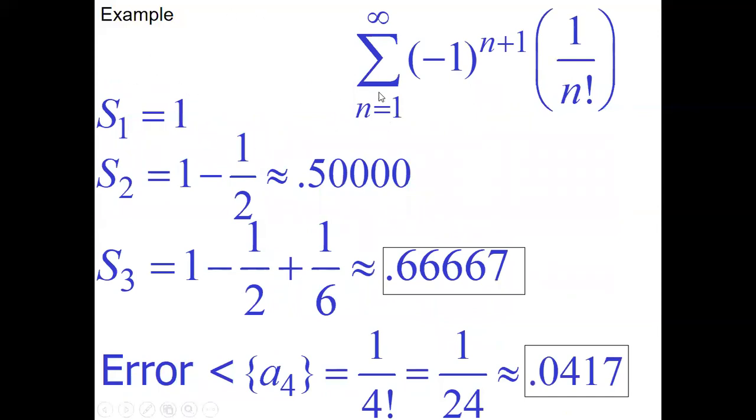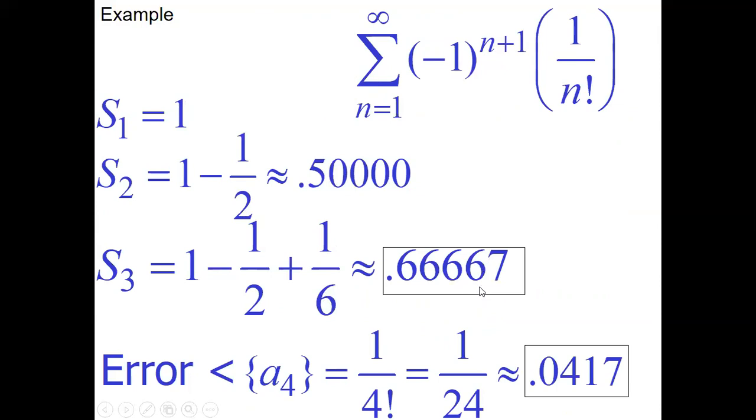By putting in n equals 1, I'm going to get 1 over 1. And that's positive, so that's 1. My second sum is going to be n equals 1 and n equals 2. That's going to give me negative a half, and so I get 0.5. That's my second partial sum. Then I go to n equals 3. I add the n equals 3 term. That's 1 over 3 factorial, and that's going to be positive, because it's to the 4th power, an even power. If I add those up, I get 0.666667.